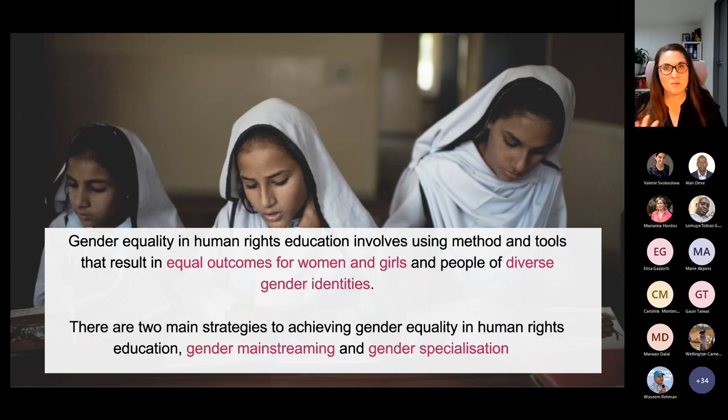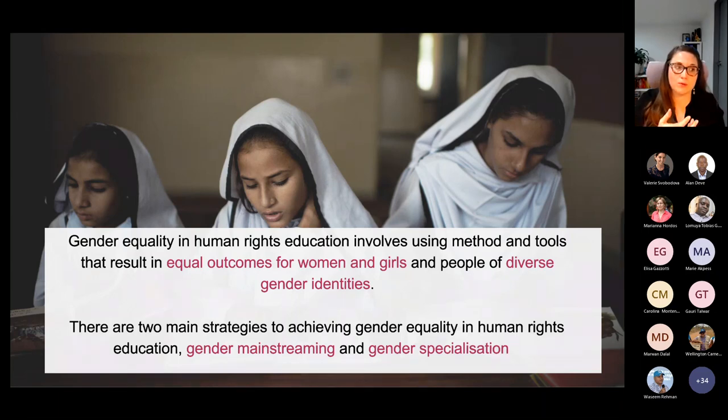Now, gender mainstreaming involves identifying the gender implications across all stages of an activity. It involves taking action to achieve gender equality. And it's also about making sure that gender norms or assumptions are not perpetuated in the work that you're doing. Gender specialization involves providing human rights education activities that are focused specifically on, say, gender dimensions of a human rights issue, or perhaps looking at those who have experienced gender-based human rights violations, or even those who perpetuate these violations as well.